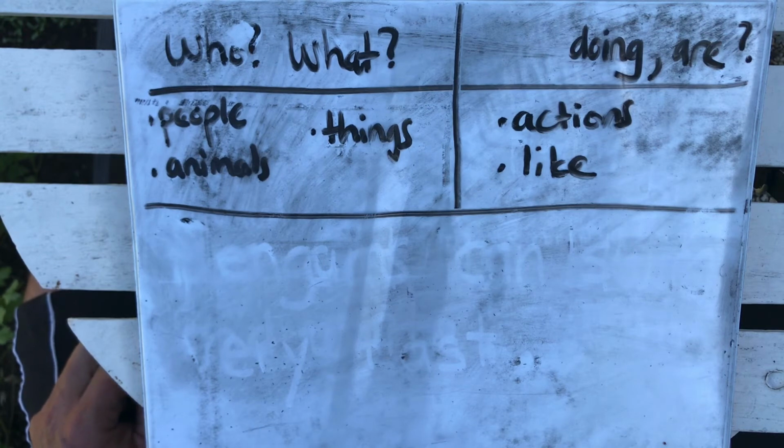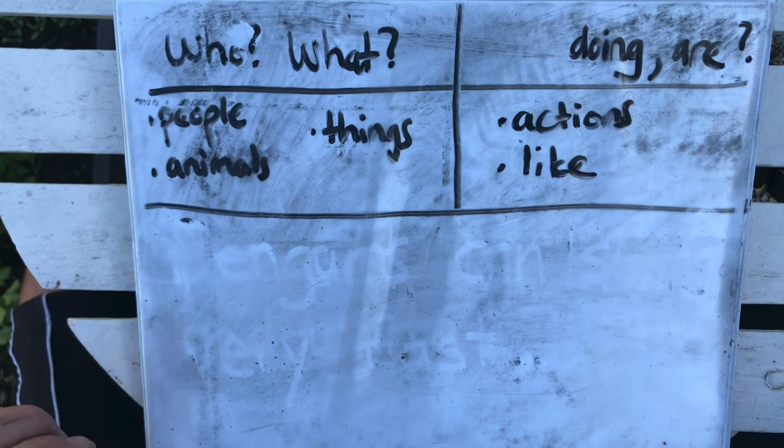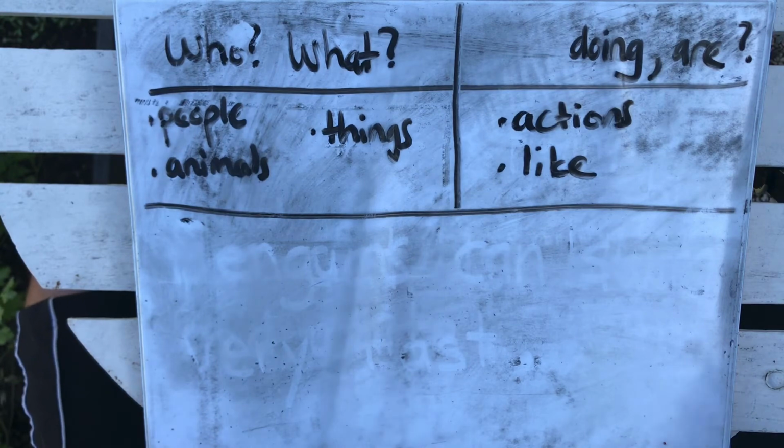All right, so that's right. The who is this tree, or that's the what, right? This tree, and what is it? It is tall, okay? This tree is tall. All right, go ahead and pause it and try to write that.